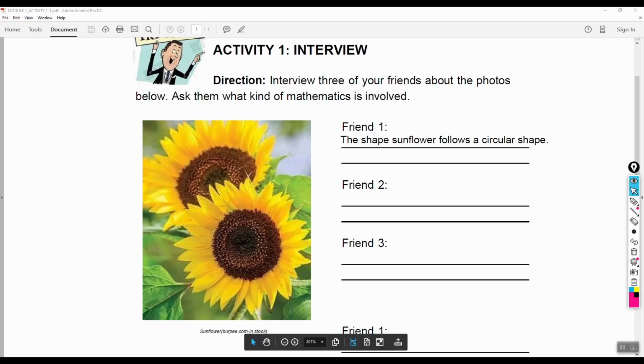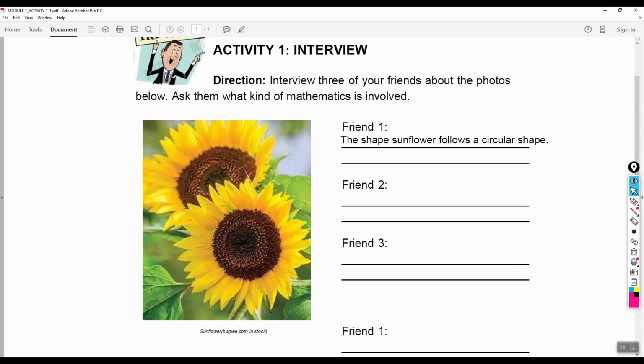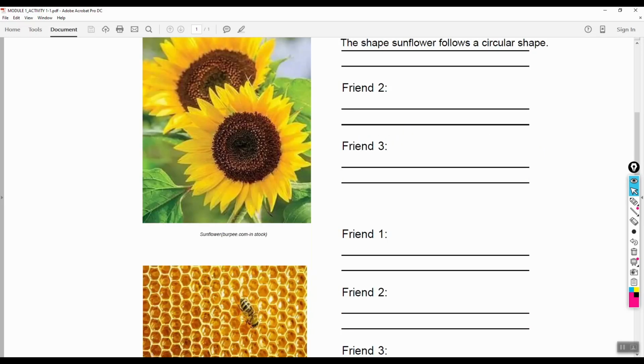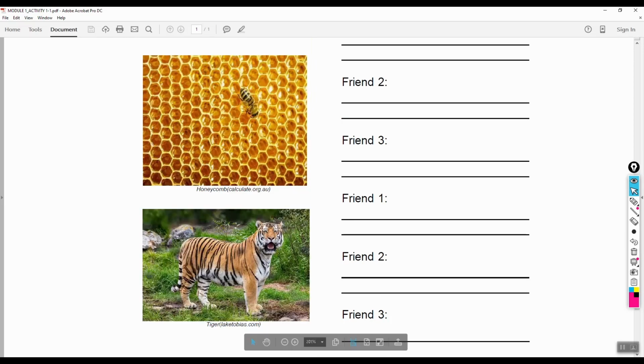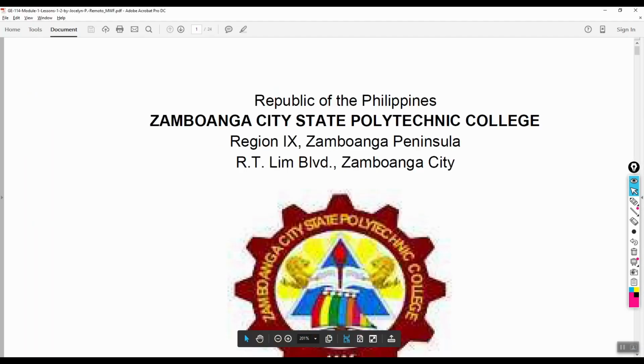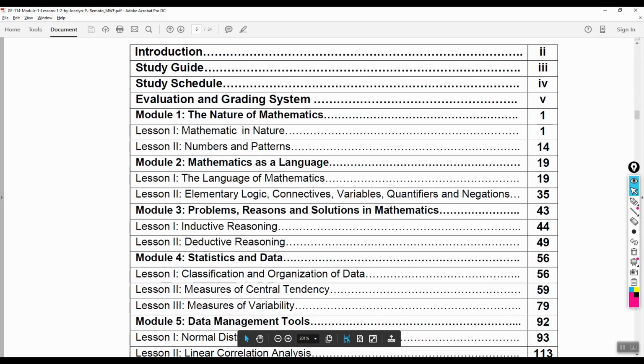next week, no? That will be September 23. Both for module 1, lesson 1 and lesson 2 embedded modules. You have the activities, and what else? You will have to submit activities.